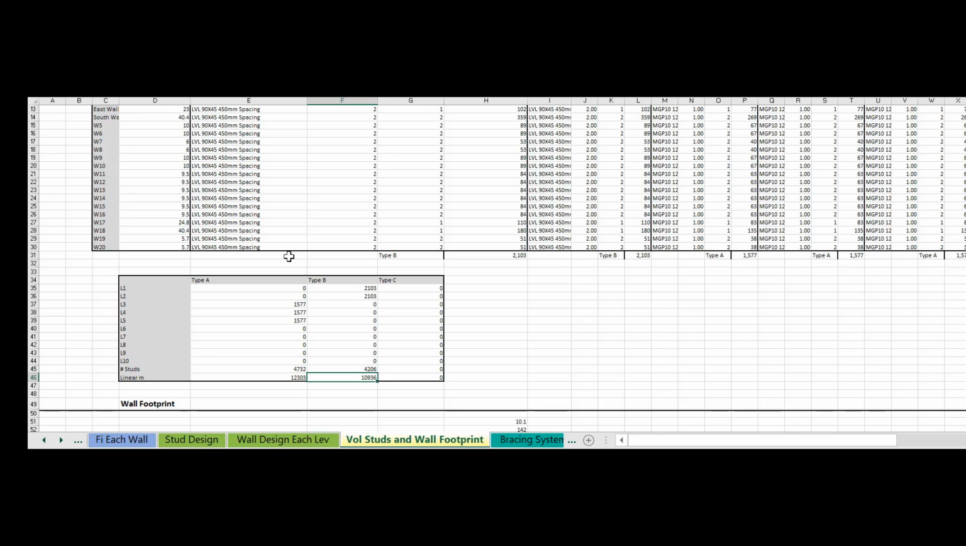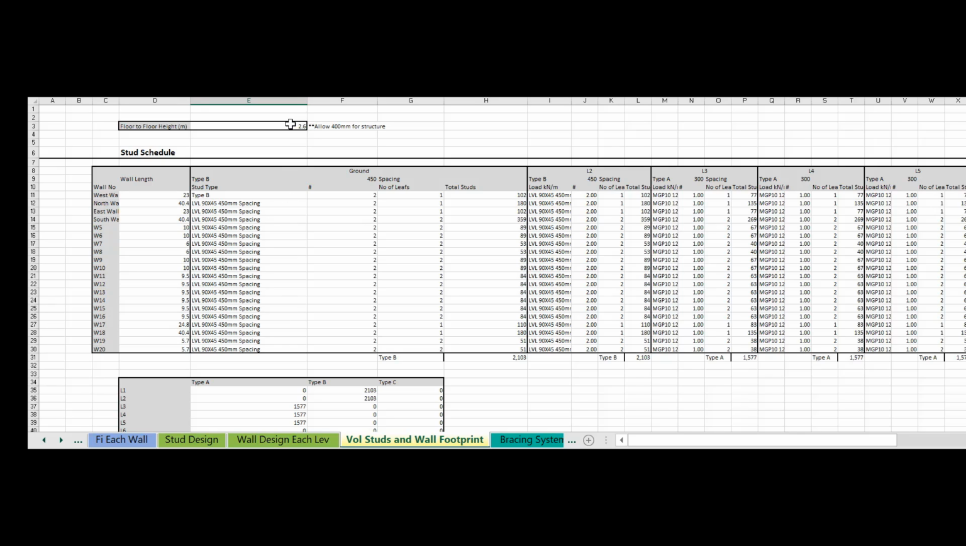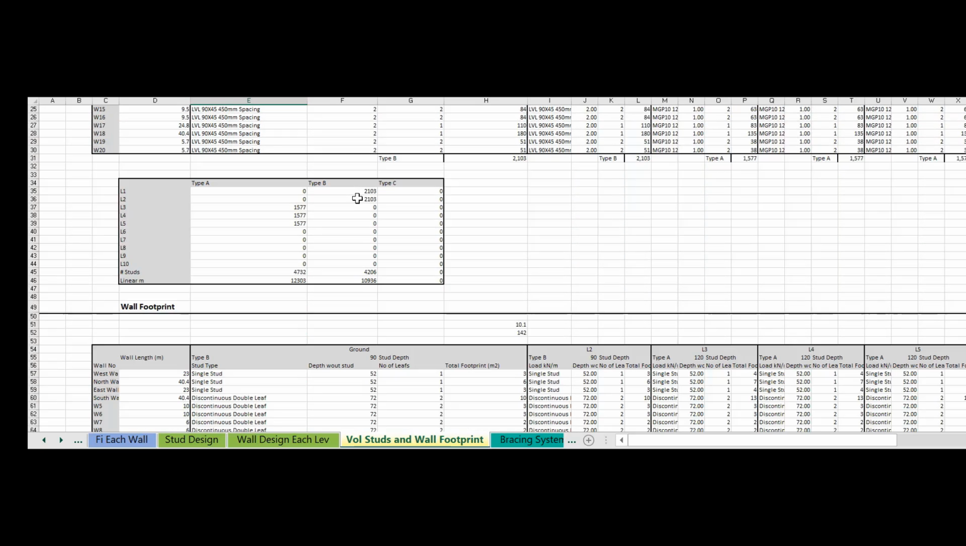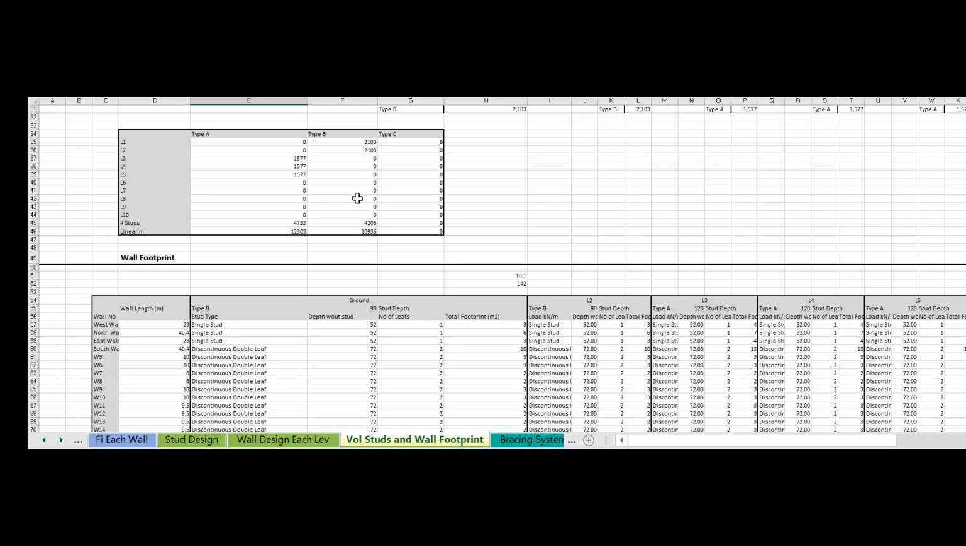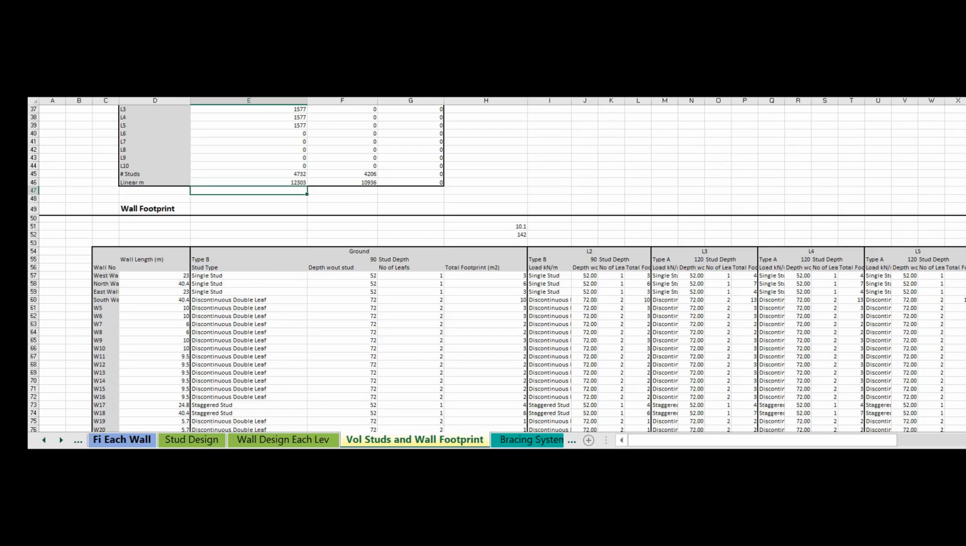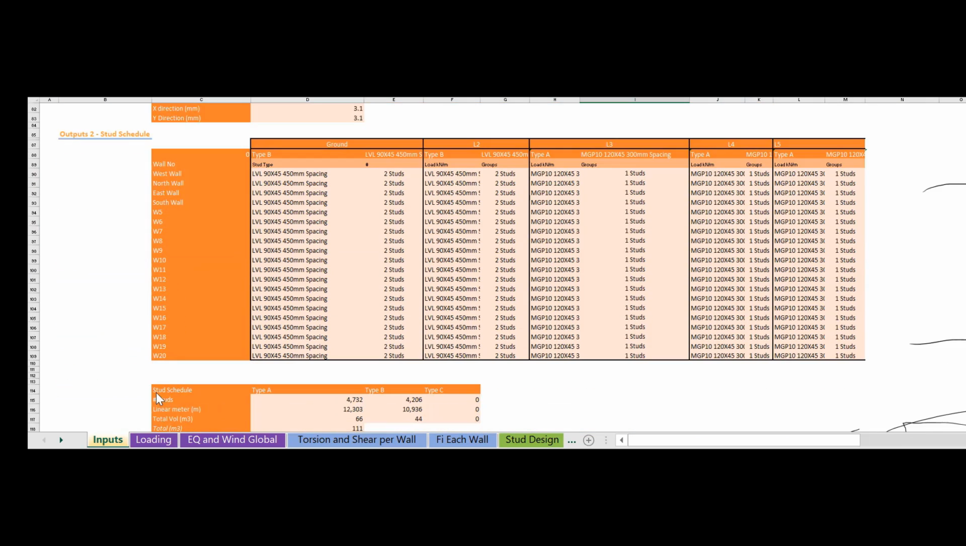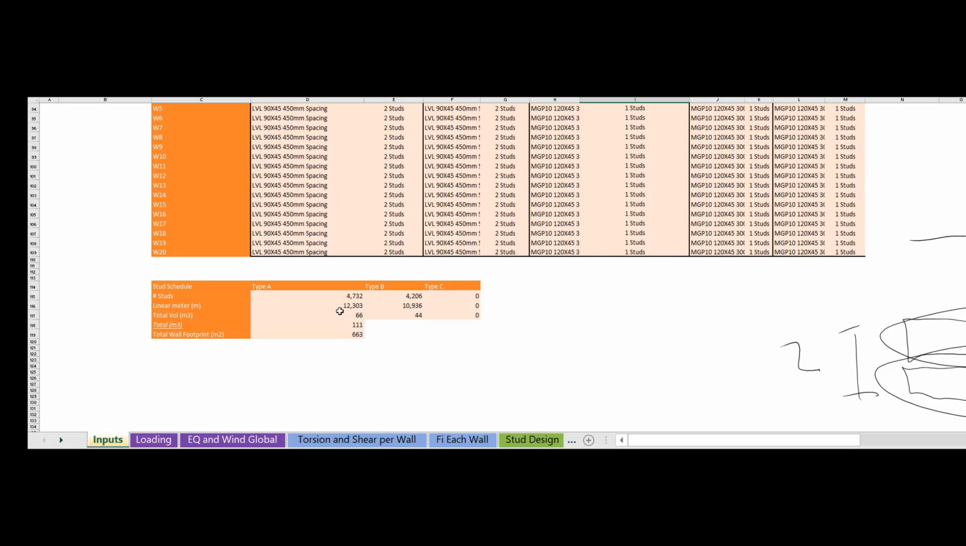And then we just multiply it by the floor-to-floor height. I allowed 400 for structure here, so the stud length is the floor-to-floor height minus 400. It's a little assumption I put in there. And then that gets us the total linear meters we have. And then on the input page with the outputs, that's what is spat out here: the number of studs in linear meters, and then the total volume of each, which is 111 meters cubed in this case.